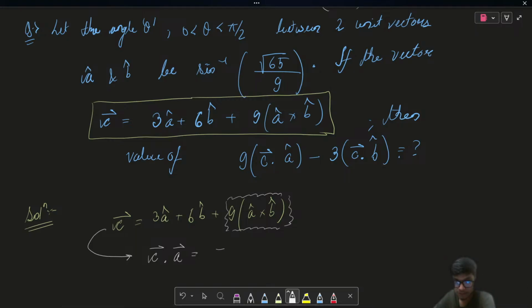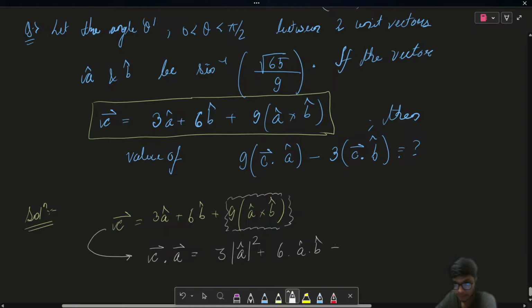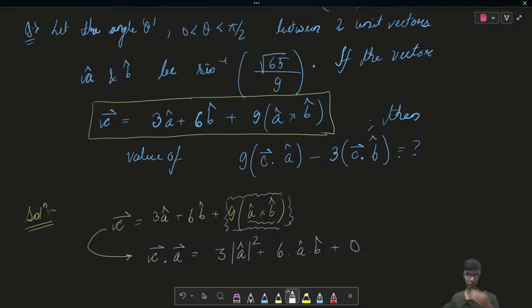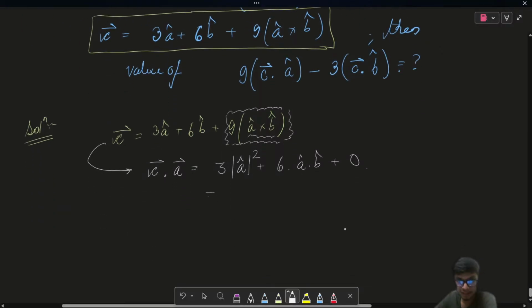If I do that, I'm going to end up getting this particular result as follows, plus 0. We know that a cap cross b cap is perpendicular to a and b, so when I take the dot product with the a vector, it gives me 0. So I can simplify: c vector dot a cap is going to give me 3 plus 6 times a cap dot b cap.